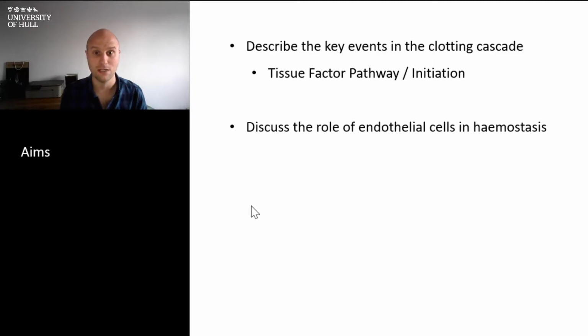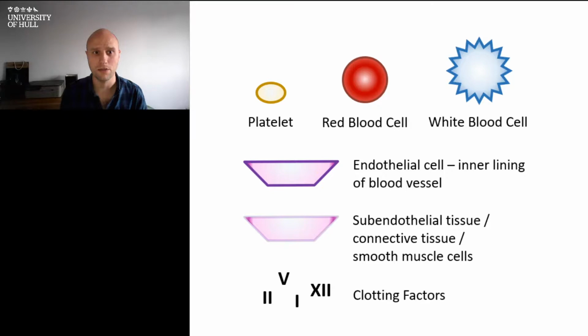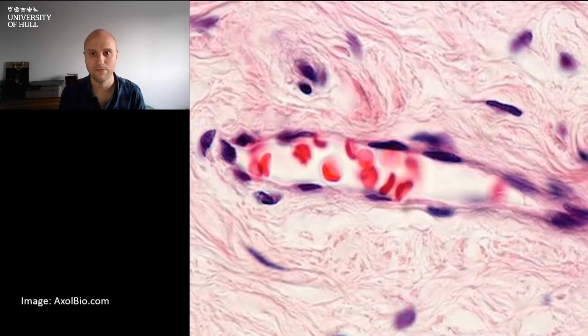of coagulation. We're going to be using our diagram again, so I'll draw your attention to the platelets, to the endothelial cells, which will be the sort of inner lining of the blood vessel, the subendothelial tissue, the sort of connective tissue, the sort of other cells within the wall of the blood vessel, and the clotting factors that are going to be circulating within the blood.